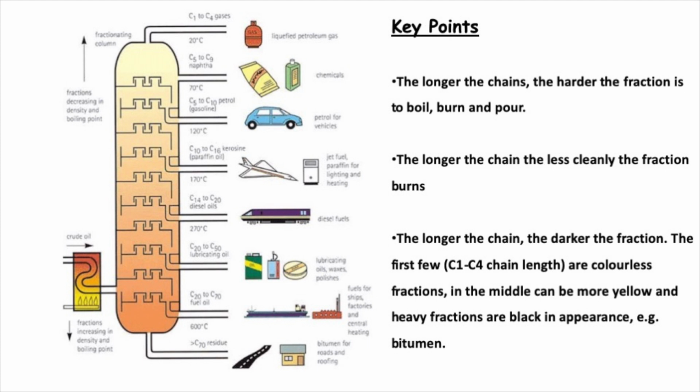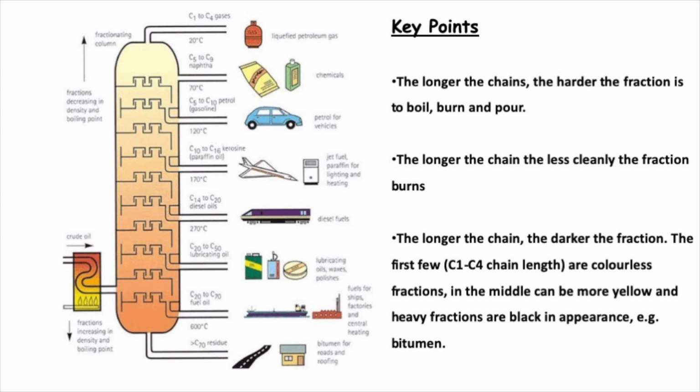Now some other fractions to be aware of are the fuel oil fraction, which is used for fuels for ships, factories and central heating. The gasoline and petrol fraction, which is obviously used for petrol for fueling cars. The naphtha fraction, which is used to produce lots of chemicals for the chemical industry. And the petroleum gases fraction, which is used for fuels such as camping gas.